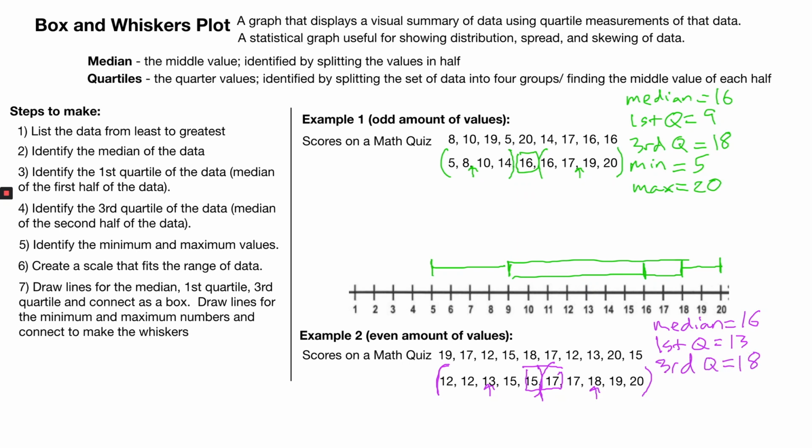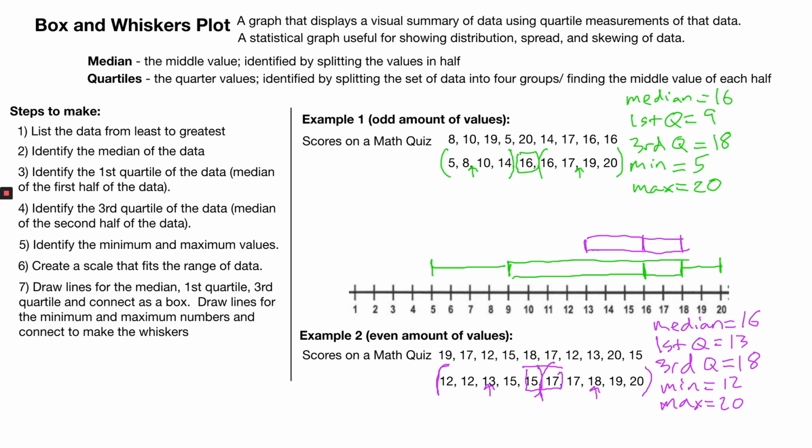And then we're going to look for our minimum and maximum. Our min in this case was 12, and our max in this case was 20. We're going to graph those things. The first three numbers give us the box. So median at 16, first quartile is 13, third quartile was 18. Draw a box to connect those together.